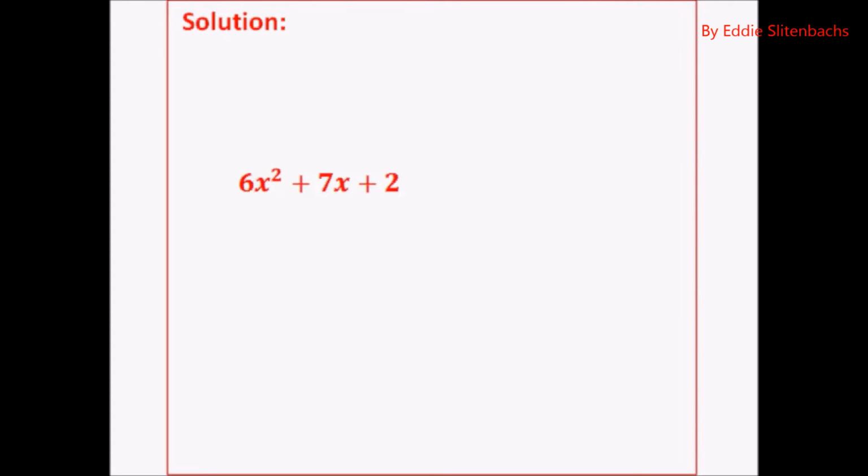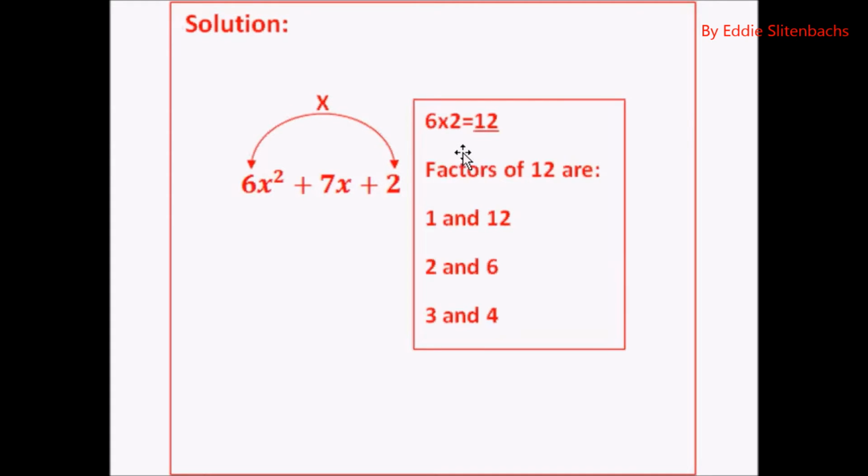The first thing I'm going to do is multiply the A with C, the first number outside the x squared with the end number. When I do that, I get 6 times 2 equals 12. And I need to list out the factors of 12. So the factors of 12 are 1 and 12, 2 and 6 because 2 6s equal 12, and 3 and 4 because 3 4s are 12.